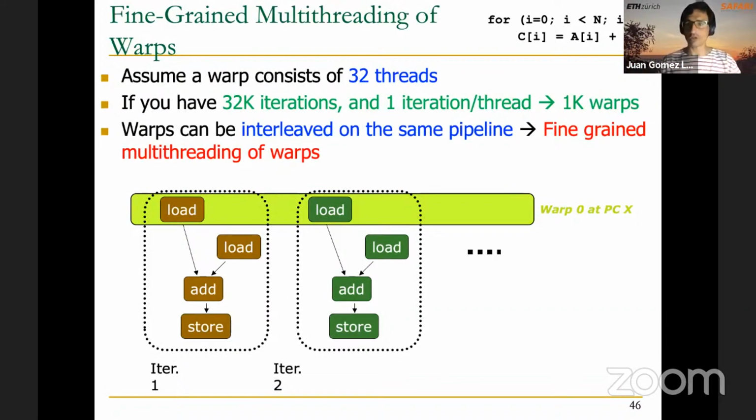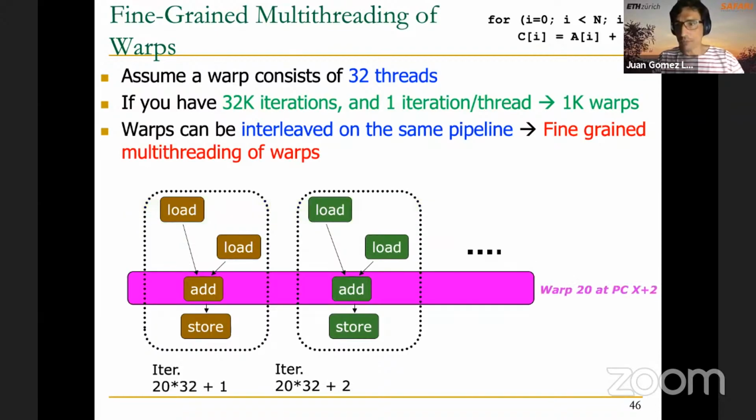You can take the instruction and launch it. For example, here on the screen, we have instruction X for warp 0, and then instruction X for warp 1. Notice that these two are completely independent, because warp 0 and warp 1 have completely independent threads. So these instructions can be issued one after the other, cycle after cycle. After instruction X for warp 1, we have, for example, instruction X plus 2 for warp 20, and so on. What we are doing is launching onto the SIMD pipeline different instructions coming from different warps, interleaving their execution.